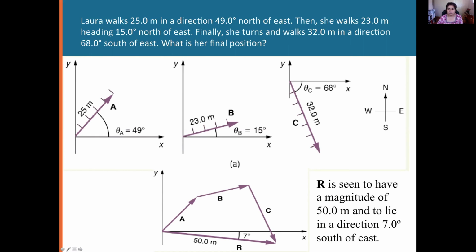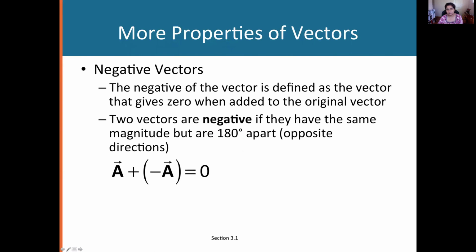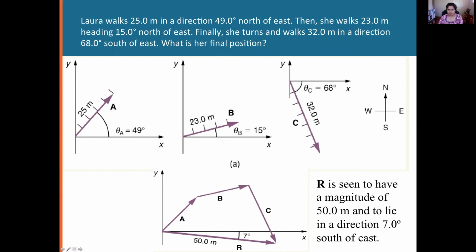Finally, she turns and walks 32 meters in a direction 68 degrees south of east. So here's my east. I need to go south this time. I'm measuring from here 68 degrees. And along this direction, we need to go to 32. Sorry, 32 meters.